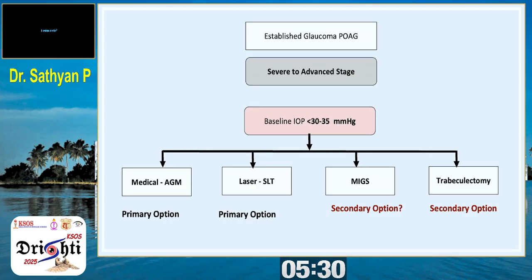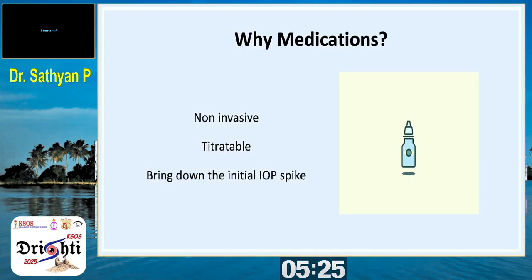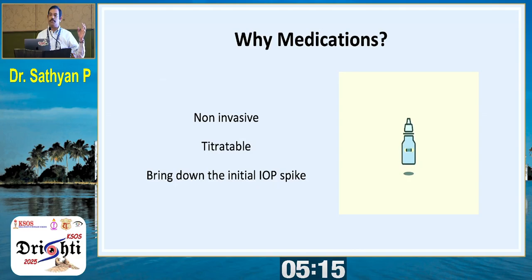It is not going to be your primary choice ever. Looking at the medications, it is always our first choice in our practice. Once you diagnose the patient as primary open angle glaucoma, then you have the choice of both medical as well as the SLT as the primary, first choice itself.